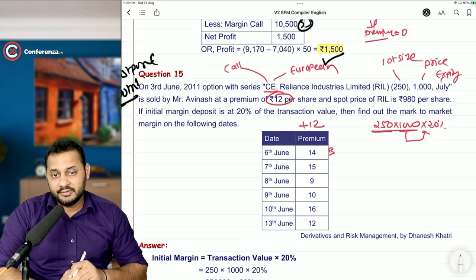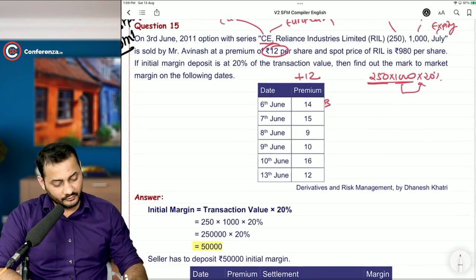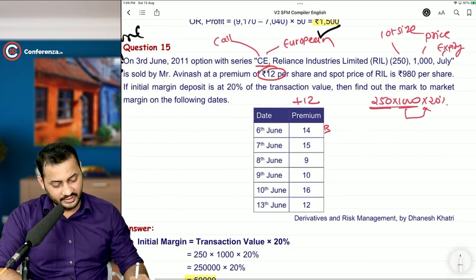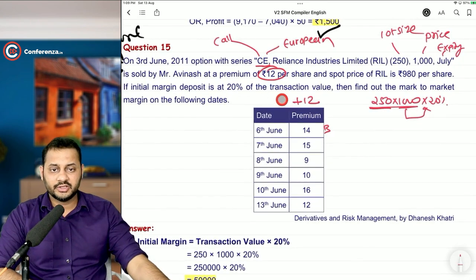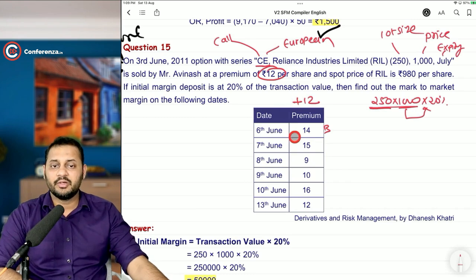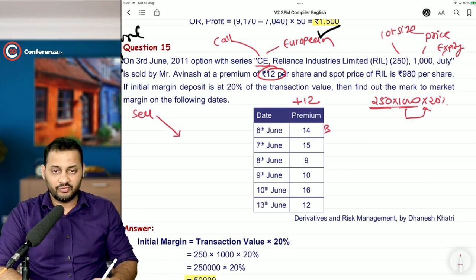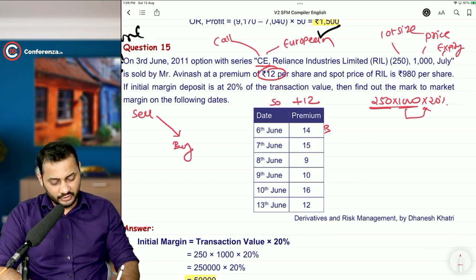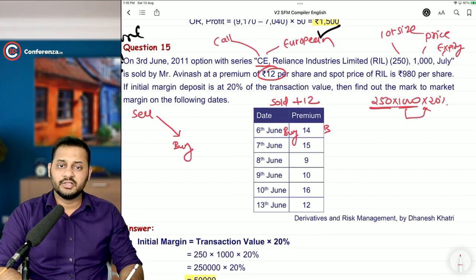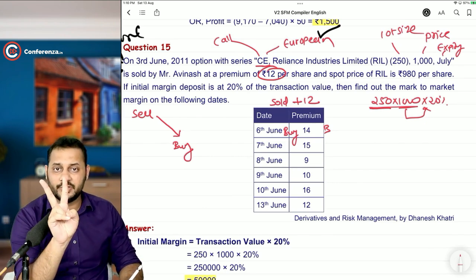Now understand what is happening. This is the reality. You sold the option at 12. You are not buying it. You have sold it, and now the premium has gone up. When you sell something, you expect the value of that asset to fall so that you can buy it at a lower price. You sold the option at 12, and now if you buy it at 14, this is a loss to you of 2 rupees.